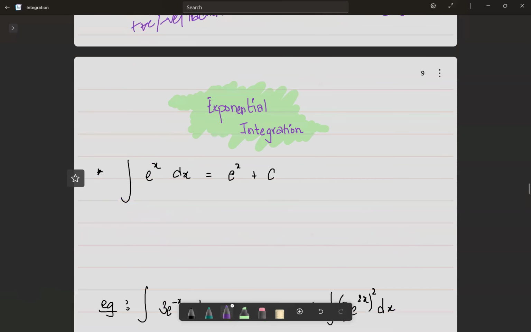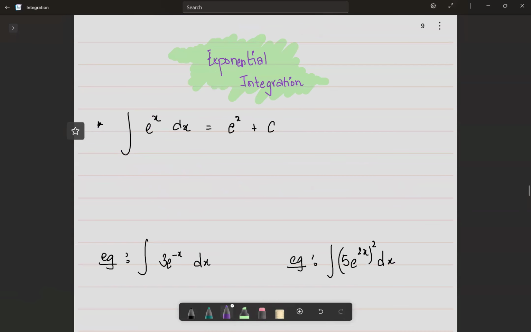Now we will move to integration for exponential functions. As we have seen in differentiation, d by dx of e to the power x is e to the power of x. The exponential remains unchanged. We have also seen that if we have d by dx of e to the power of ax, then because this is in power, we write this as e to the power of ax, and then we multiply with a.